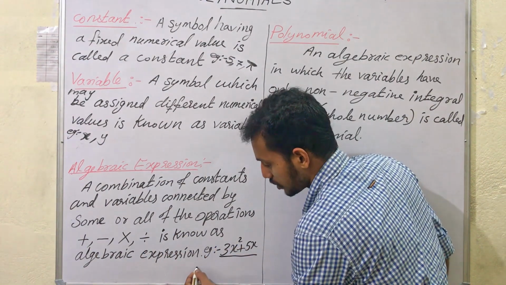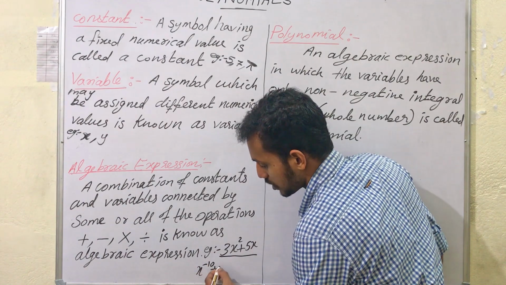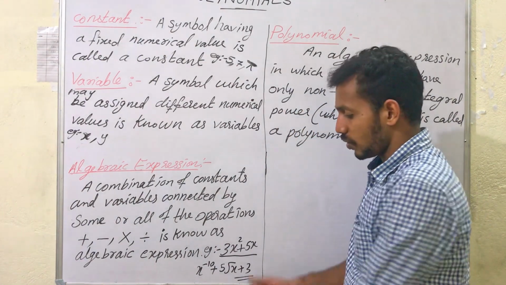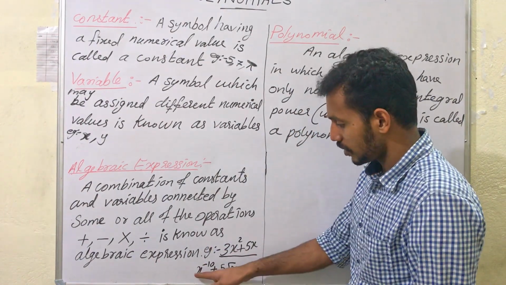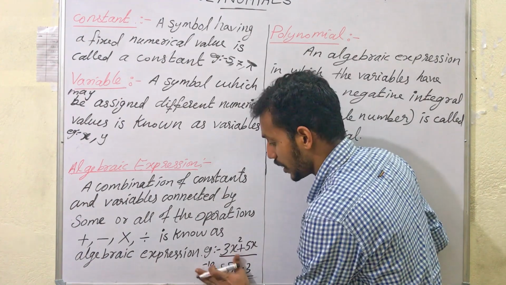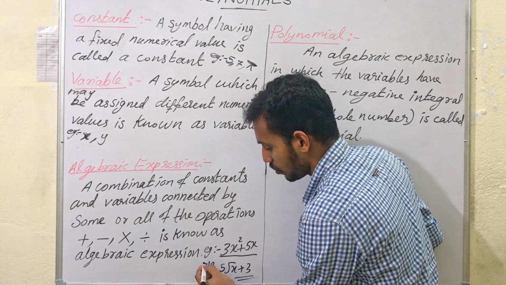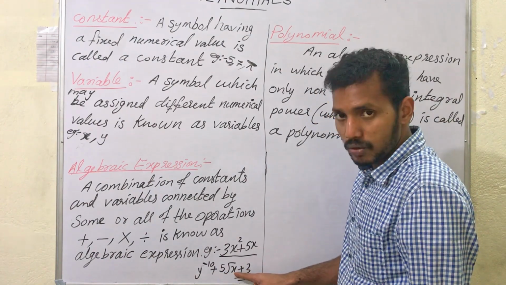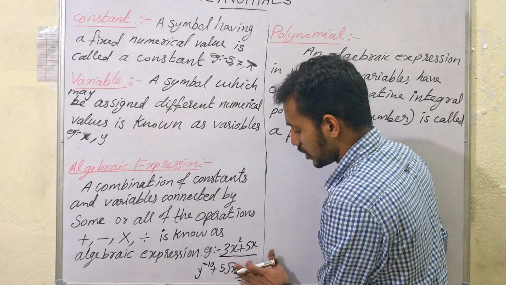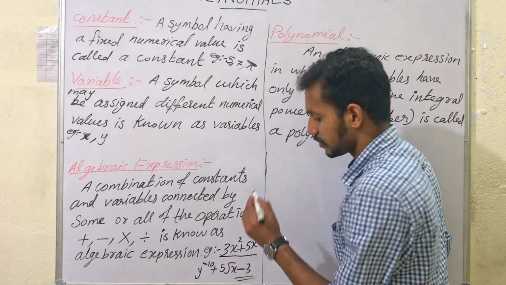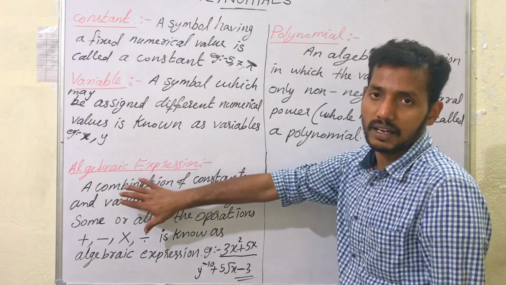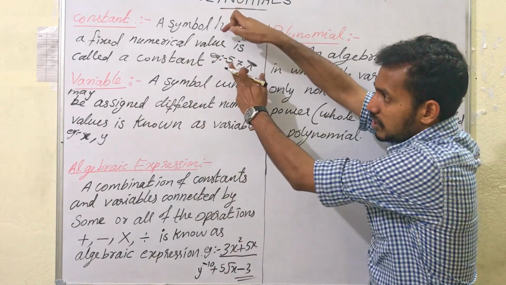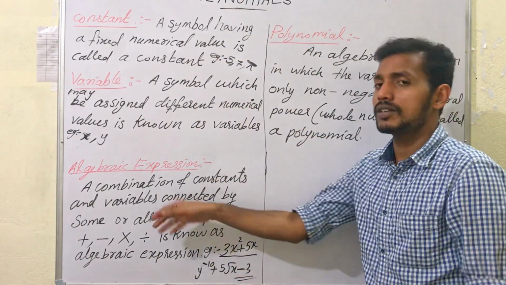We can take another example, x raised to minus 10 plus 5 root x plus 3. This is also an algebraic expression because variables are there. We can take y instead of x, we can put y minus 5 root x. So here the variable is y, there is a constant, again one more variable, that is x, again one more constant. Here it is connected by, suppose we put minus. So we call this an algebraic expression. So we have learned what is a constant, what is a variable and what is an algebraic expression. Then what is a polynomial?